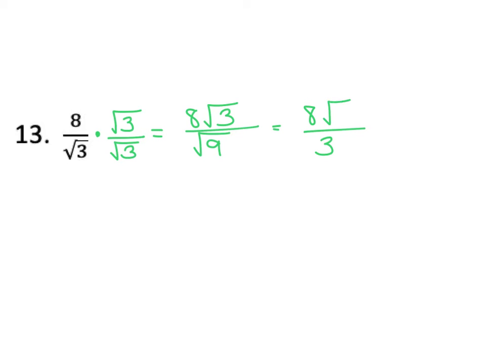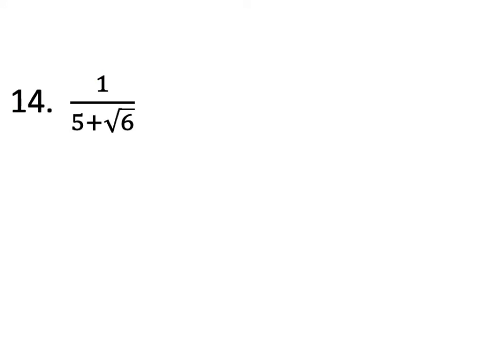So a lot of times kids will bypass this middle step, and that's fine as long as you understand where it's coming from. Nothing here reduces. You should always check these two coefficients, the 8 and the 3, never the one under the square root sign, the radicand. Now let's look at one where I have a sum in the bottom.